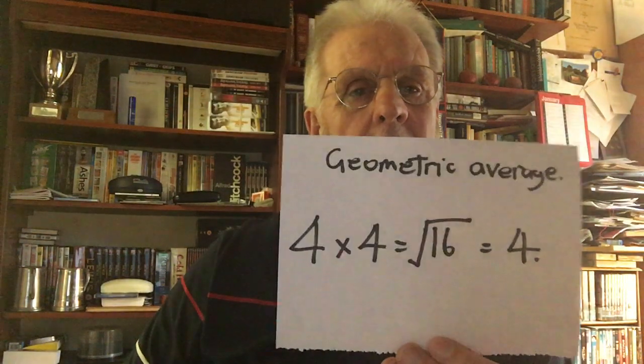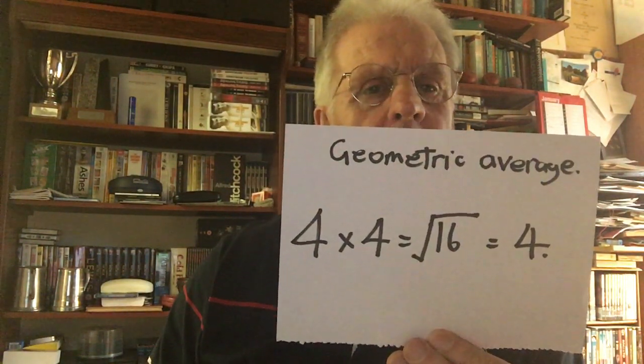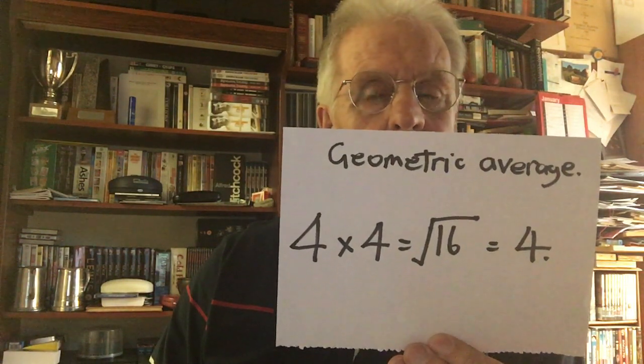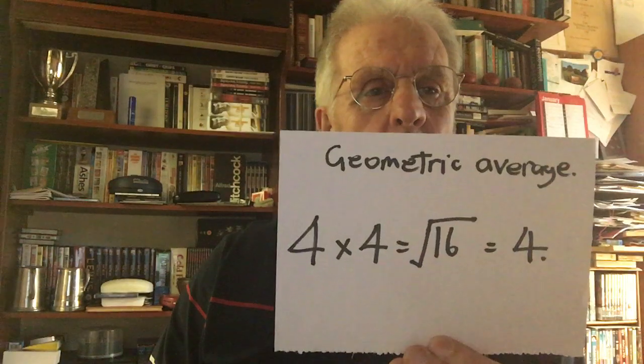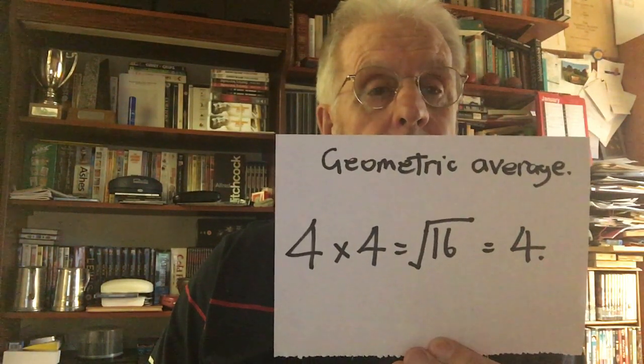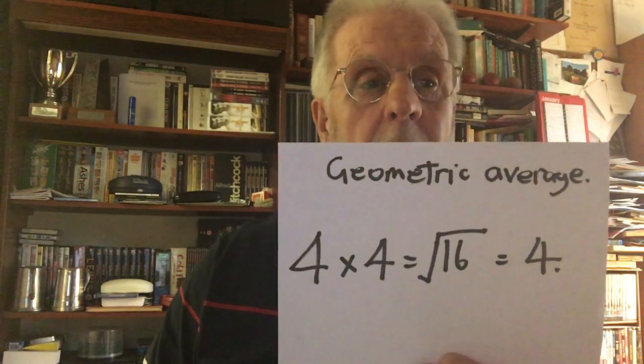If you want to do that geometrically, a geometric average of those two numbers, it's not 4 plus 4 now, it's 4 times 4, which equals 16. You then take the square root of 16 and you get 4. So the average is the same. Thank goodness, to start with.